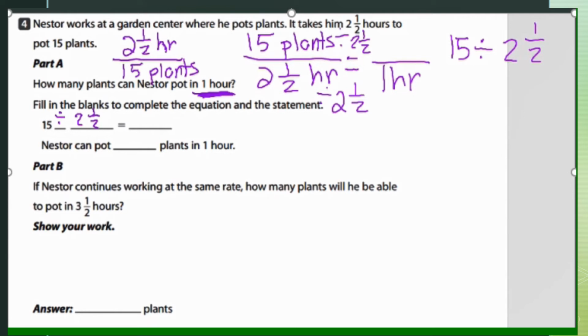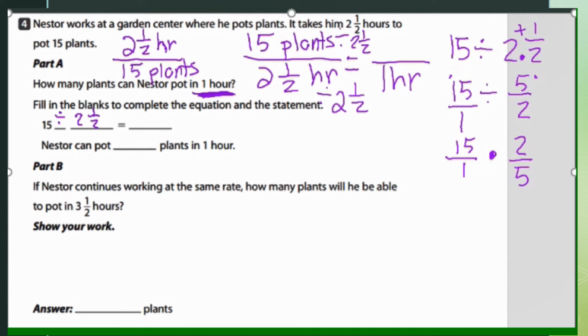Now we have to change this mixed number to an improper fraction by multiplying and adding. So 2 times 2 is 4 plus 1 is 5 over 2. 5 over 2 is equivalent to 2 1/2. And then I'm going to keep everything the same. And then I can't have division next to division, so I need to multiply by the reciprocal of the divisor. So 15, I'm going to skip 15. I'm going to multiply by the reciprocal, so change 5 over 2 to 2 over 5. Skip, flip, and multiply.